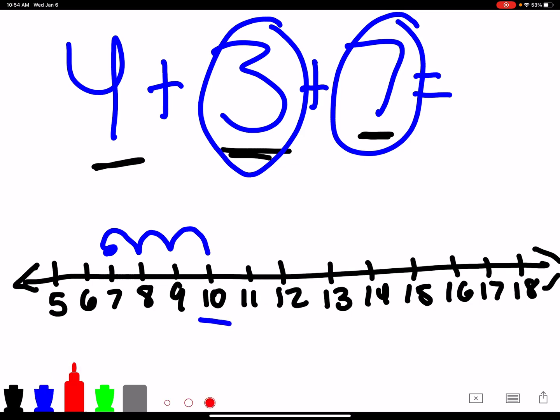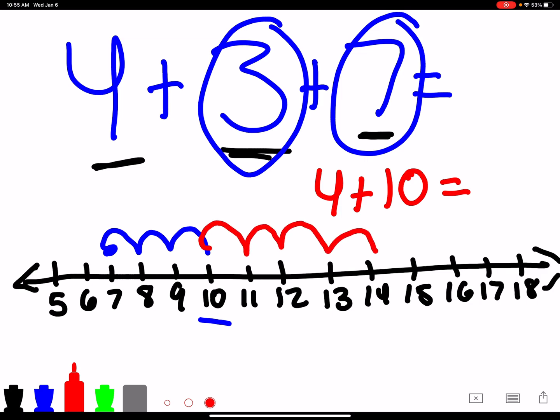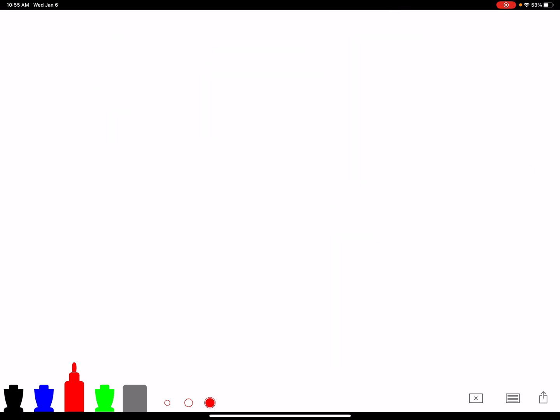So now we have 4 plus 10 equals, it's going to be our answer. So now we have to go up 4 more times. 1, 2, 3, 4. And we also have the answer 14. And you can even do 4 plus 3 just to recheck your work as well. Okay, now let's do another brief example.